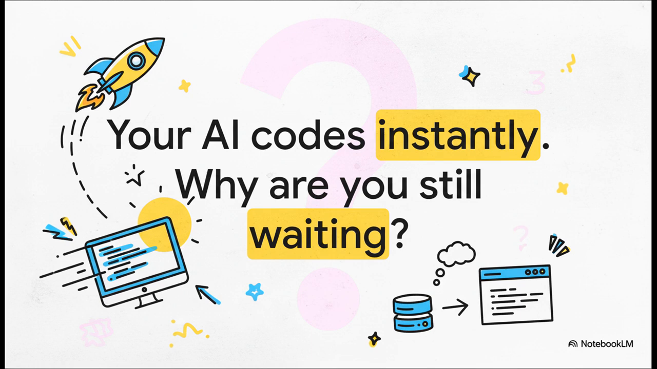I mean, let's be real about this for a second. Your AI assistant just spits out this incredible code for a new feature. You're super excited, you can't wait to see it, but then you switch over to your browser and you're just stuck, staring at a loading spinner. Why? What's that delay all about? What's causing this gap between the moment of creation and the moment you actually get to experience it?